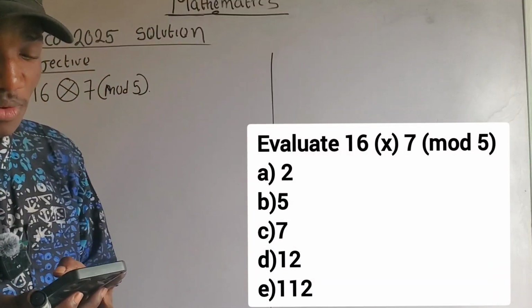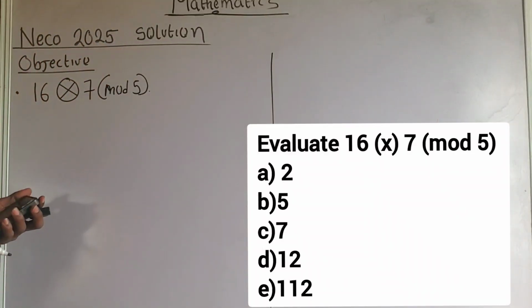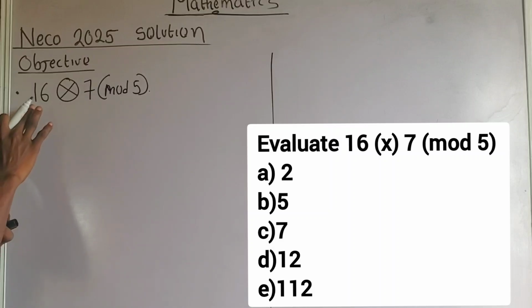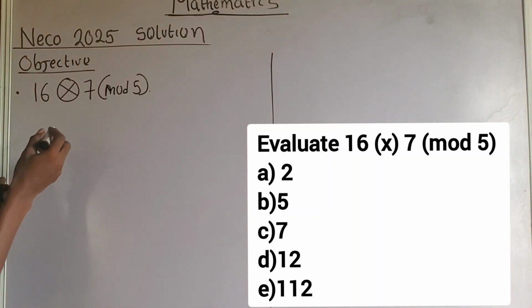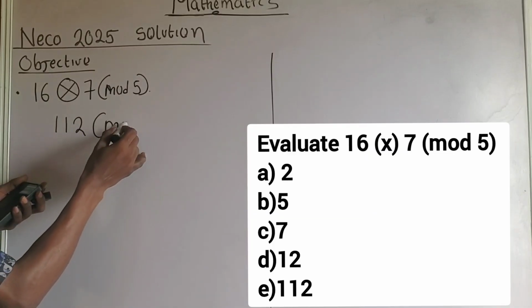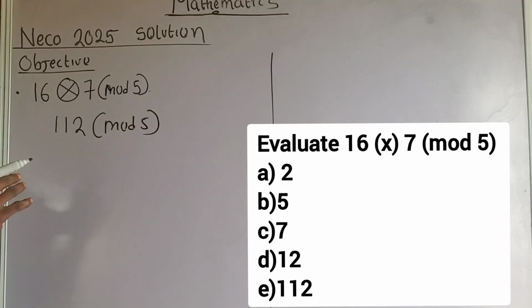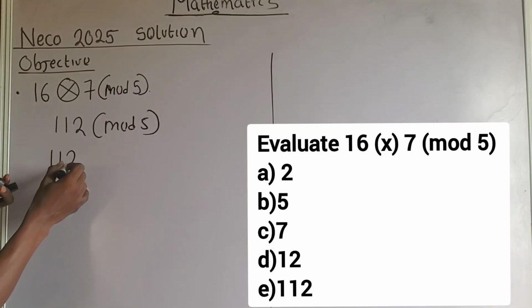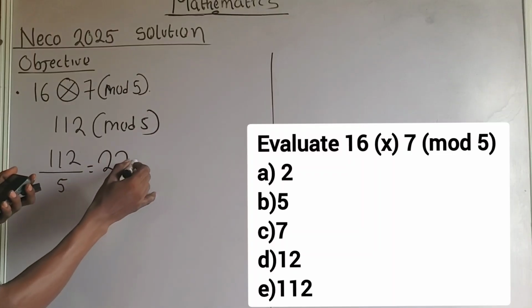Evaluate 16 times 7 mod 5. Please pay attention. If you want to perform this operation, first take the product of 16 and 7. 16 times 7 will give you 112. So I'm going to have 112 mod 5. Now divide 112 by 5. That will give us 22 remainder 2.